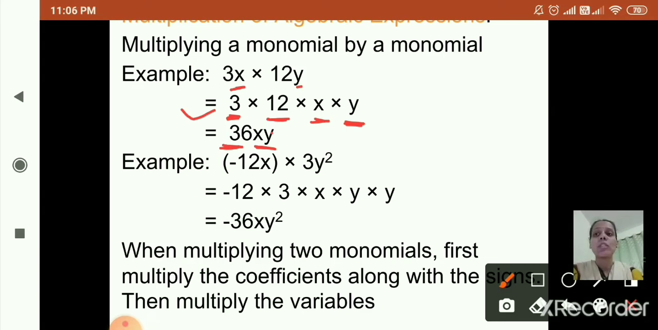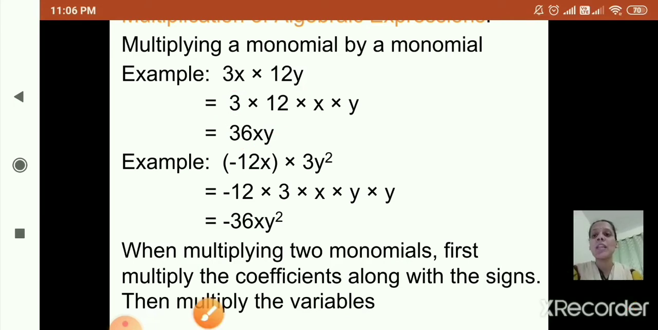Okay, so this is the first example. Now we will see the second example. This is the second example: minus 12x multiplied by 3y square. Again we are multiplying a monomial by a monomial. So what will we do? First we will multiply the coefficients, and then we will multiply the variables. But whenever you multiply the coefficients, you take the coefficient along with the sign.